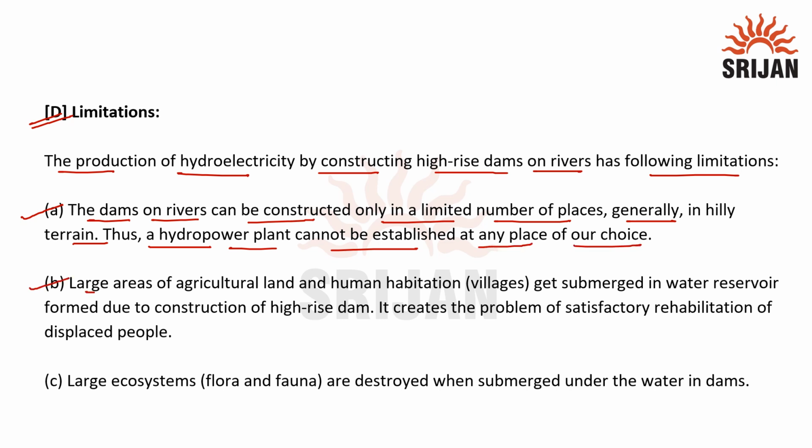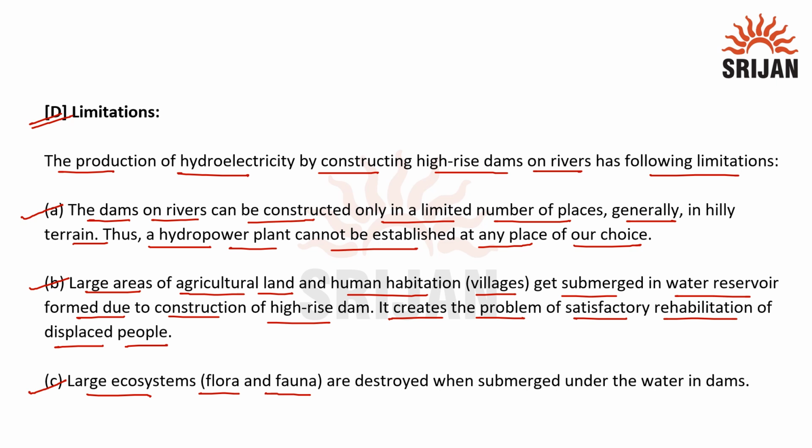B. A large area of agricultural land and human habitation, that is villages, gets submerged in the water reservoir formed due to construction of a high-rise dam. It creates the problem of satisfactory rehabilitation of displaced people. C. Large ecosystems, that is flora and fauna, plants and animals, are destroyed when submerged under the water in dams.